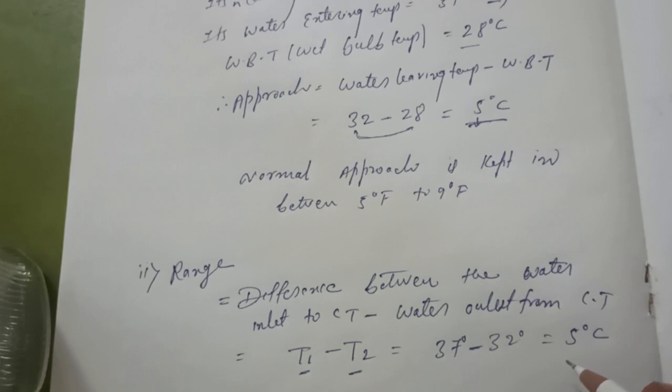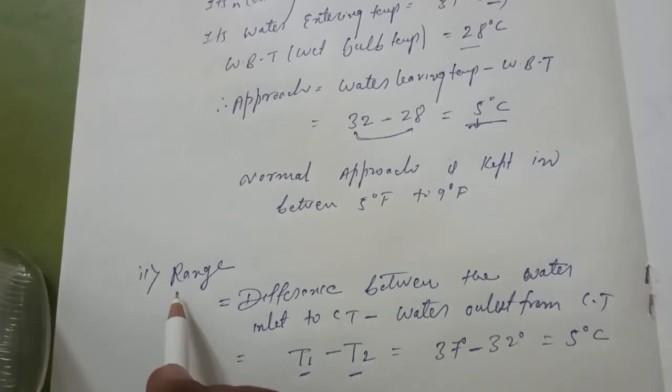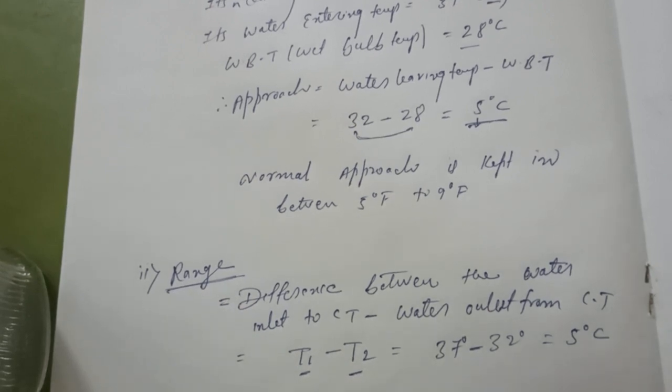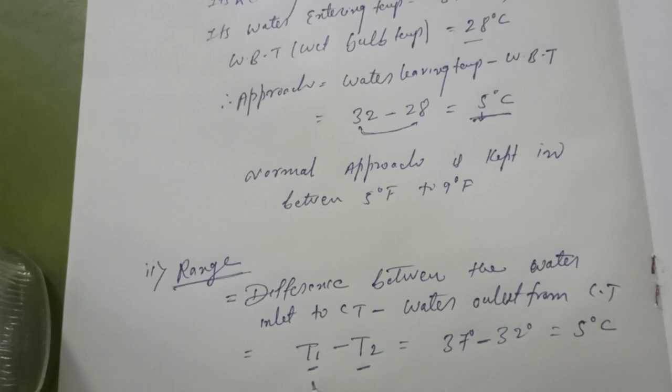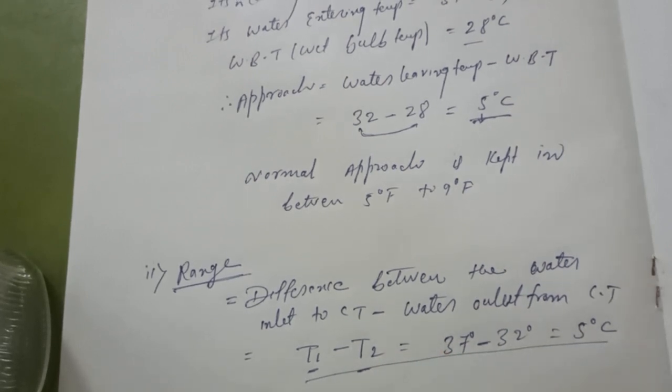If range is high, then the cooling tower performance is high. If range is low, then cooling tower performance is low. This means the cooling tower requires some maintenance work, because it is unable to exchange the heat between the air and water. So we should consider this range also during maintenance and operation of a particular cooling tower.